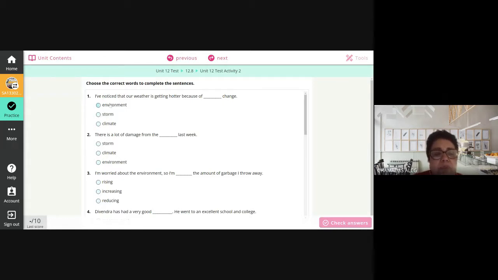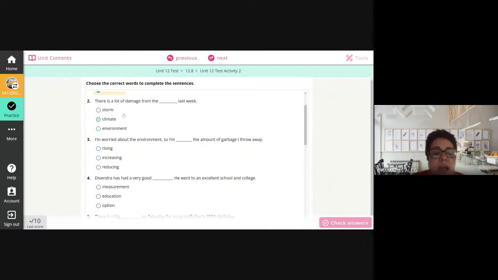So here, this part is about vocabulary from Unit 12. This unit talks about the weather, climate change, okay? So let's say: I've noticed that our weather is getting hotter because of climate change. Okay, try to get the correct pronunciation because in case you decide to talk about Unit 12 in your project, you know how to pronounce the words. Okay, so here, climate change, climate change.